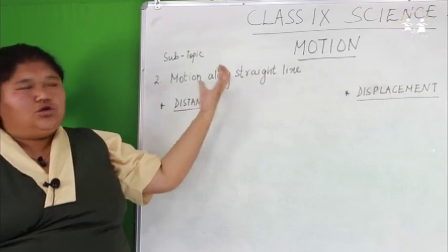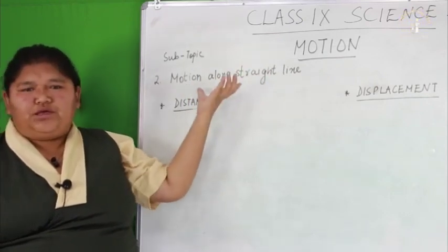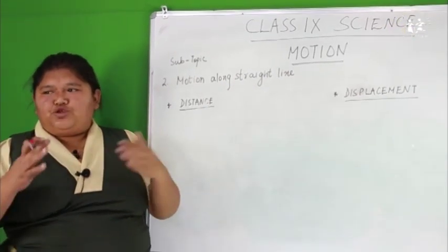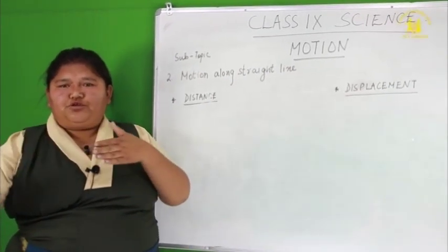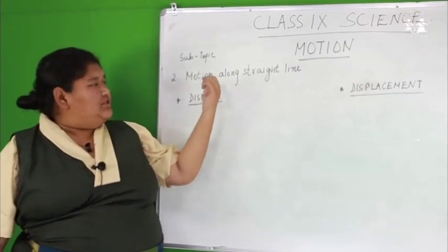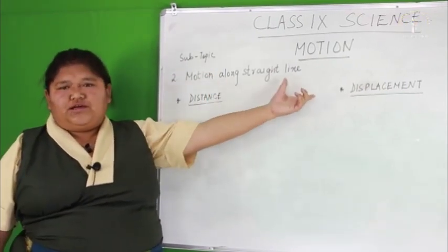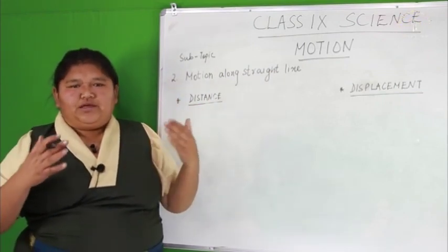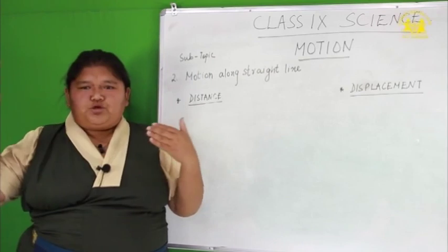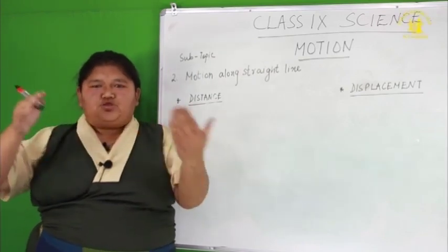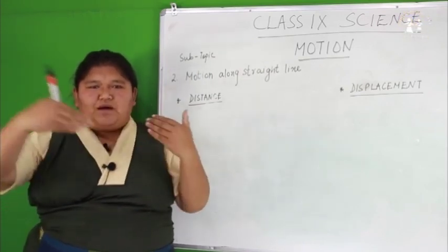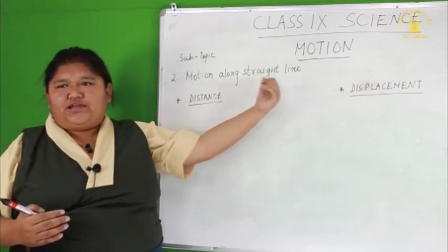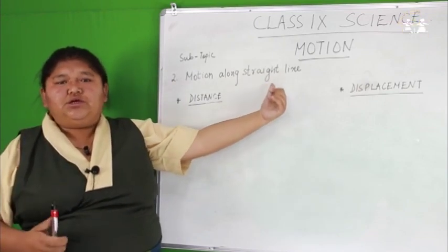The motion along a straight line becomes very clear from the topic itself, right? The object moves along a linear path, along a straight line. Let us take an example. If we move from Choklamsar to Leh, and the path is a straight line, we can consider it as an example of motion along a straight line.